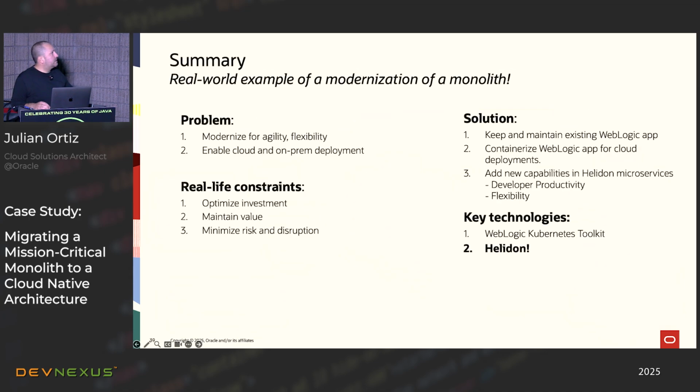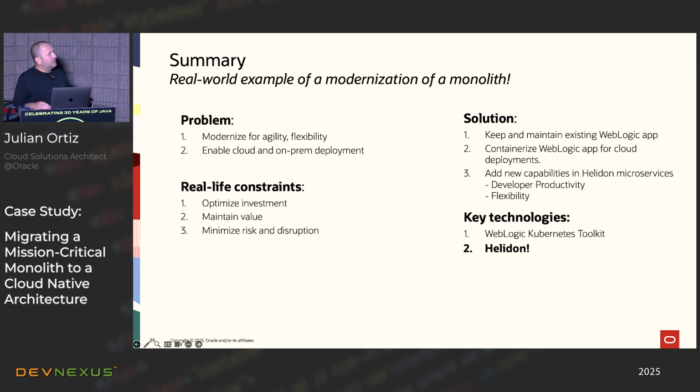So in the interest of time, we started with a problem. We wanted to modernize our Oracle product, giving it agility and flexibility. And we wanted to have two ways to deploy the product, on-prem and on cloud. We had real-life constraints because of the nature of the product, because it was an established product. So optimize investment, maintain value, and minimize risk and disruption.